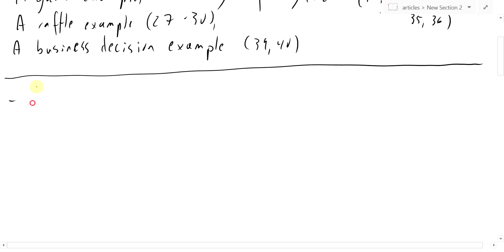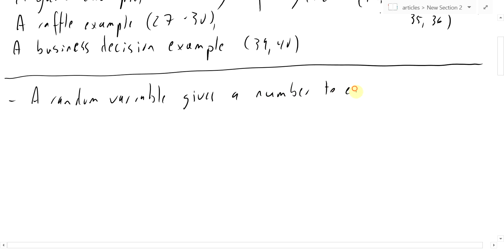First off is a random variable. It gives a number to each event. Right? So a bunch of different stuff can happen, and we say, okay, well, we'll give each one a number. Often this is a payout, right? So if you win, you get this amount of money. If you lose, you get that amount of money.